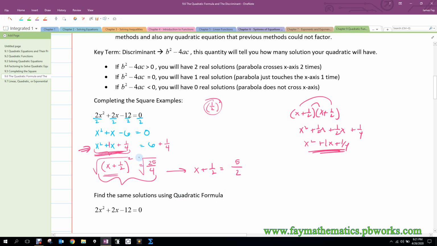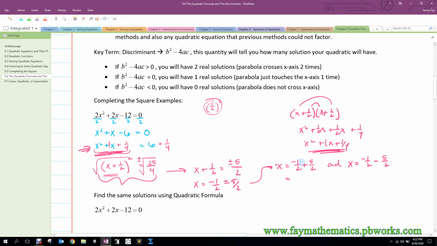And when I took the square root, it's a plus or minus. We've talked about that in previous videos. So this would be plus or minus. Now I'll subtract 1/2 from both sides, so x equals negative 1/2 plus or minus 5/2. And that's actually two answers. So it's x equals negative 1/2 plus 5/2, and x equals negative 1/2 minus 5/2.